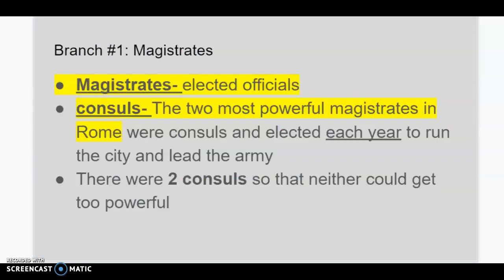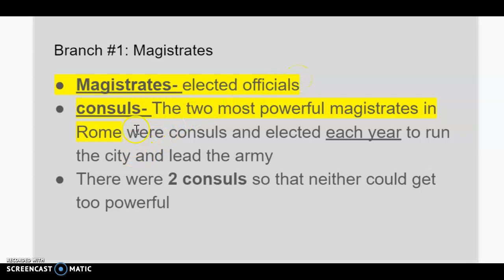So branch number one, we'll go through the three branches today. As a vocab word, it's magistrates. The first branch of the Roman government is just called the magistrates, okay? And these are people that are elected officials. This first branch is made up entirely of patricians voting for patricians. So branch number one, the magistrates, these elected officials, are coming from the upper class.